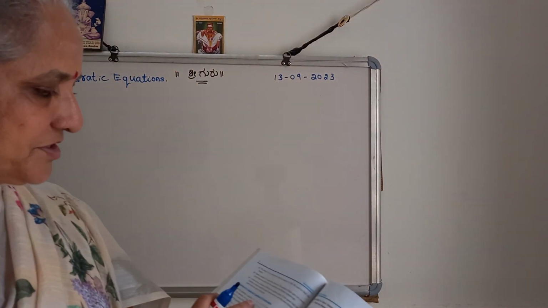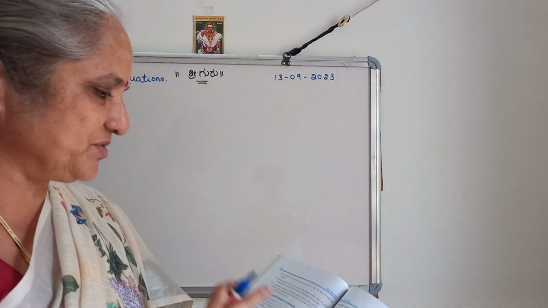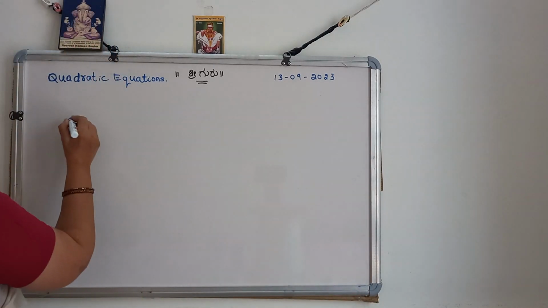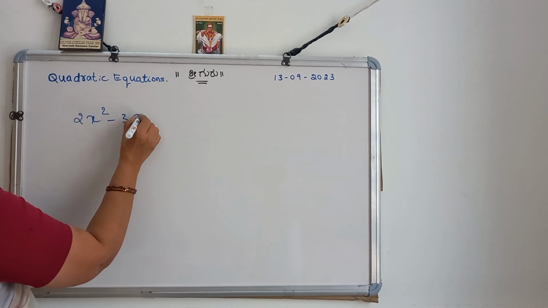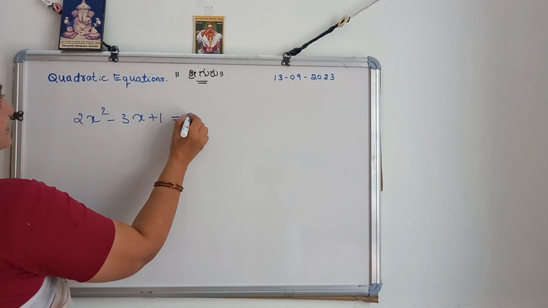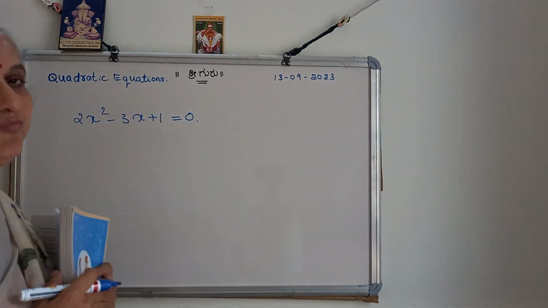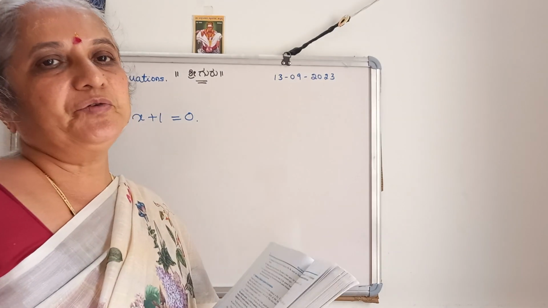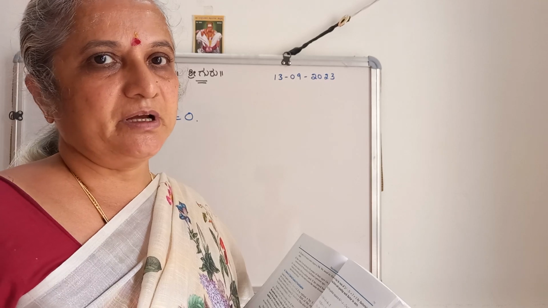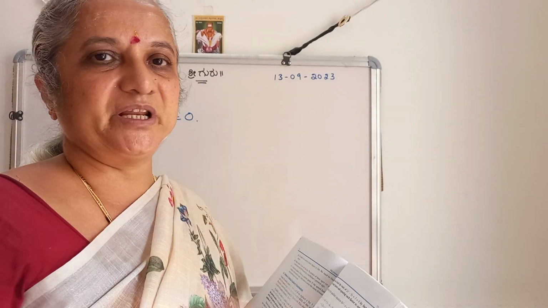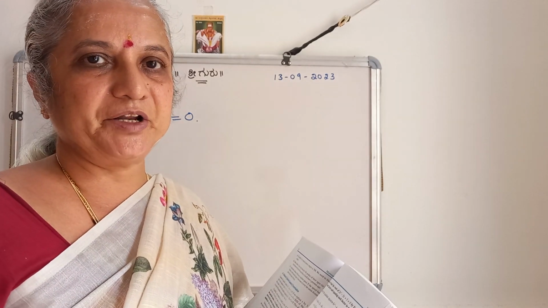Consider the quadratic equation 2x square minus 3x plus 1 is equal to 0. We know the methods of factorization. I have covered the summary in my earlier video.